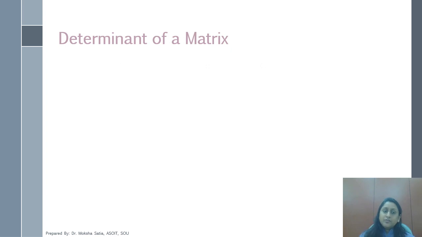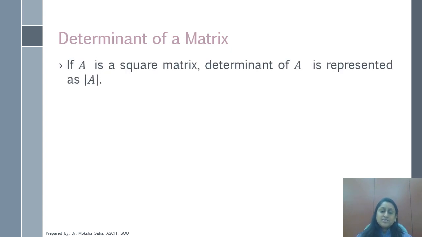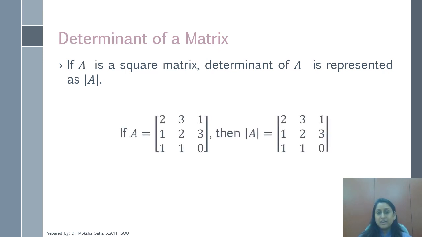Next is the determinant of a matrix. For this, let's take a matrix A, which should be a square matrix. It is important: if we do not have a square matrix, we cannot find the determinant of the matrix. Now, the determinant of a matrix is represented as mod A. For this, let's take a matrix A: 2, 3, 1, 1, 2, 3, and 1, 1, 0. And the determinant of the matrix is the determinant of 2, 3, 1, 1, 2, 3, and 1, 1, 0. A determinant of a matrix gives the value of a matrix.